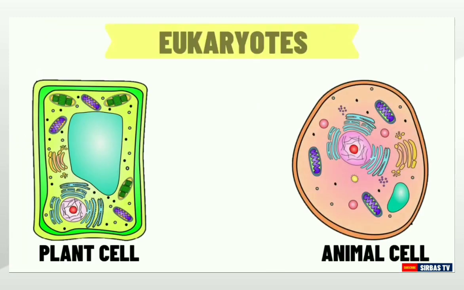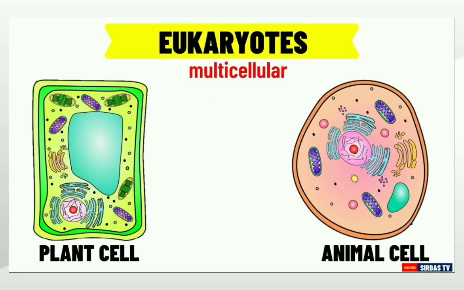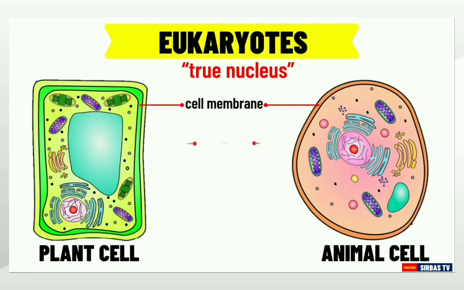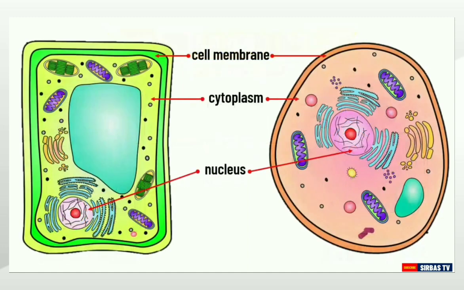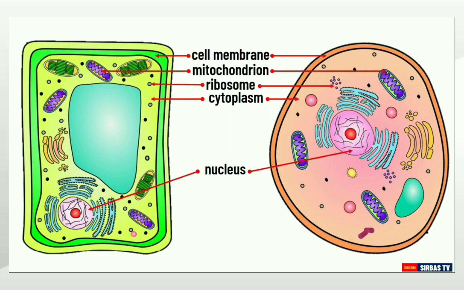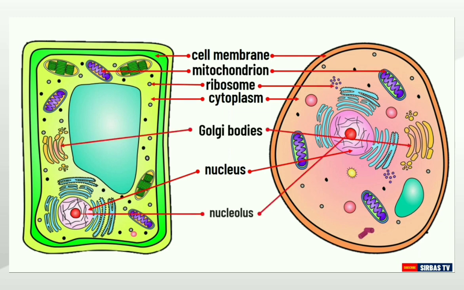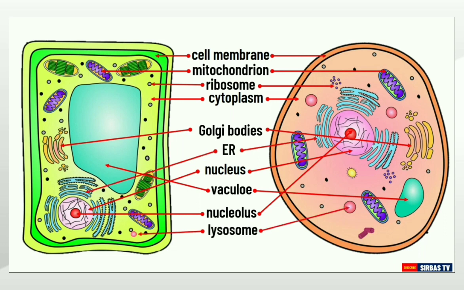Both plant cells and animal cells are eukaryotic. This means that plants and animals are multicellular, and they possess a true nucleus, a membrane-bound nucleus. The basic structures of eukaryotic cells are cell membrane, cytoplasm, and nucleus. Both plant cell and animal cell contain the following organelles: mitochondrion, ribosome, Golgi bodies, nucleolus, vacuole, lysosome, and endoplasmic reticulum.